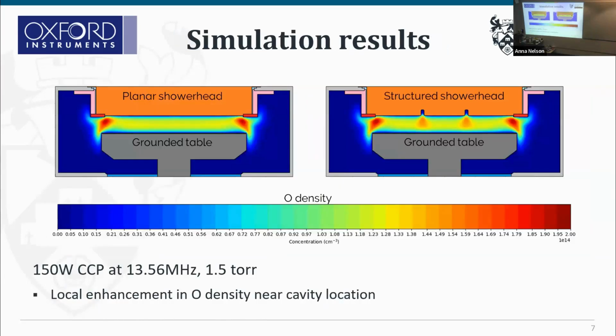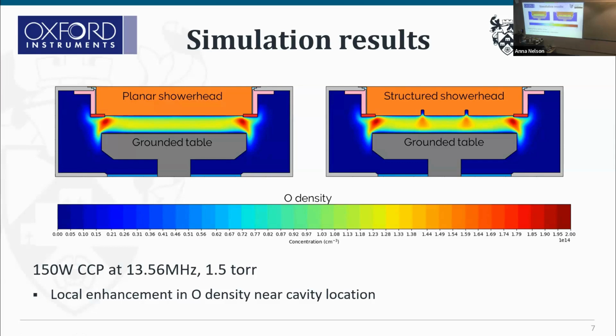So we perform simulations for two different cases. One, we perform a simulation for the conventional planar showerhead case, and then we introduce a structural cavity in the showerhead and run the simulation for the same condition. So here, if we compare a case for 150 watt CCP power at 1.5 torr, we can clearly see that there is some local enhancement in atomic oxygen density for the case of the structured showerhead. So in principle, these preliminary results indicate that we can have a radial control, a physical control on the plasma uniformity, depending on the location and the type of cavity that we introduce in the showerhead.